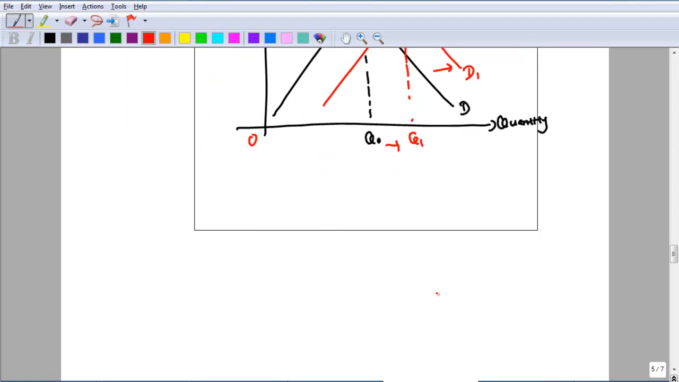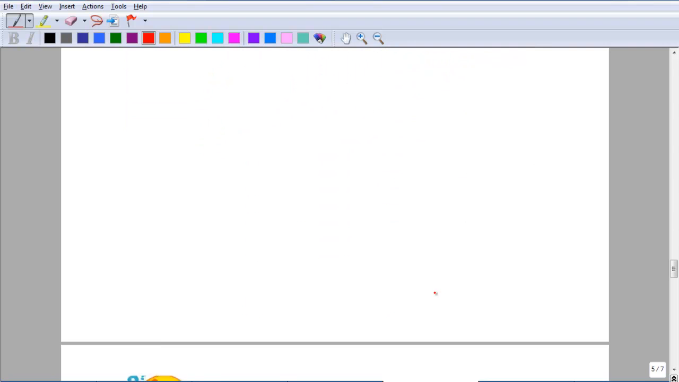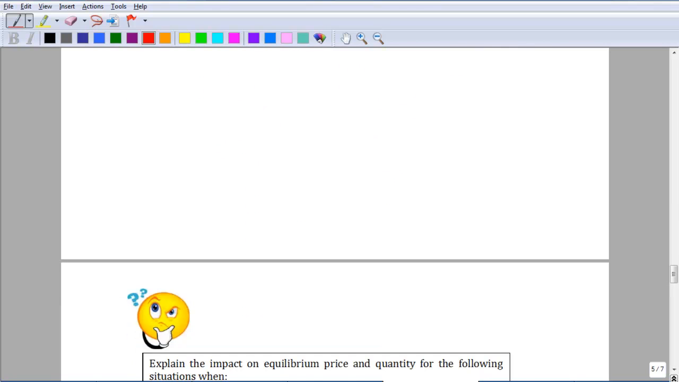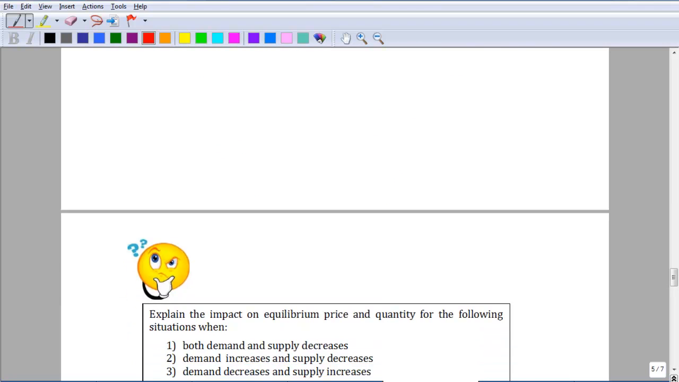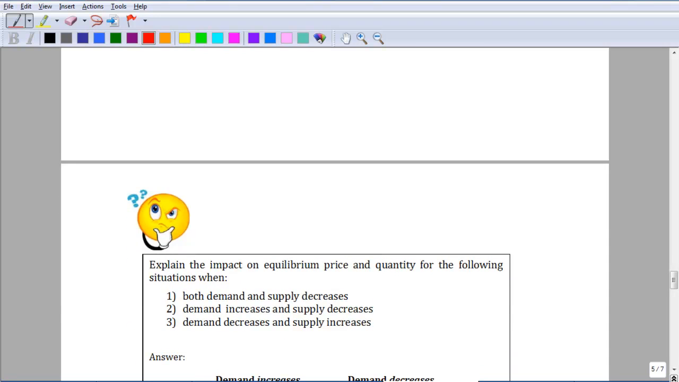Now, we have to move on to the next part. Okay? The next part requires us to explain the impact on the equilibrium price and quantity for the following situations, for these three cases. 1. What happens when both demand and supply decrease? 2. What happens when demand increases and supply decreases? And 3. Demand decreases and supply increases at the same time.